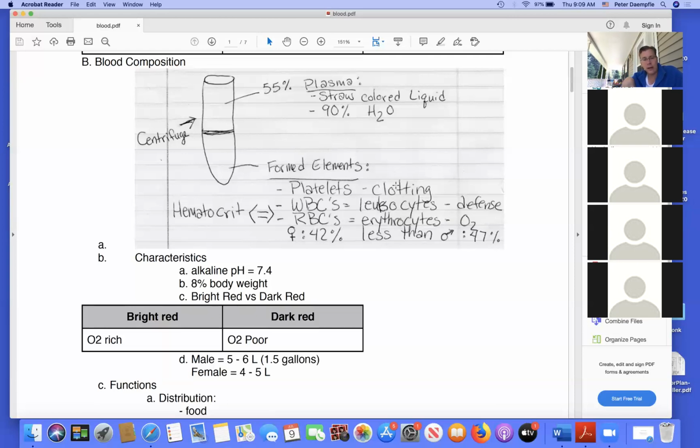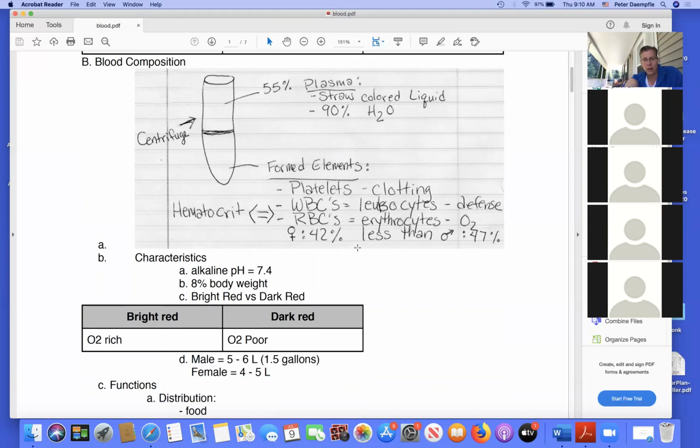Let's go over the formed elements for a minute. Platelets are the clotting factors. White blood cells, also known as leukocytes, okay? See the word leukocyte? They are your defenders. They defend against the enemy. Then we have the red blood cells, also known as your erythrocytes. Erythro means red, and they carry oxygen.